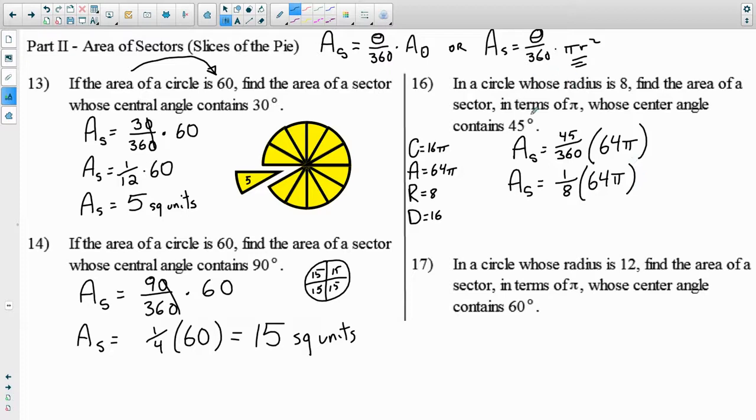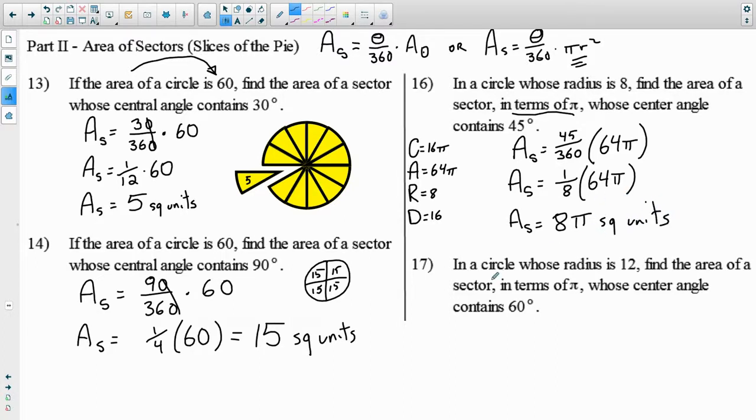But they do want my answer in terms of pi, which means they don't want me to put pi in my calculator and round this off. They want to keep it exactly in terms of pi, which means I'm just going to multiply 1/8 of 64, which is 1 times 64 divided by 8, or 64 divided by 8, which is 8 pi. So the area of the sector is 8 pi square units.